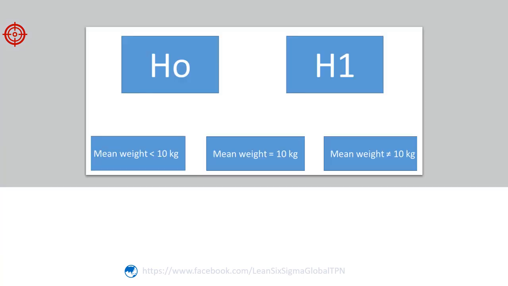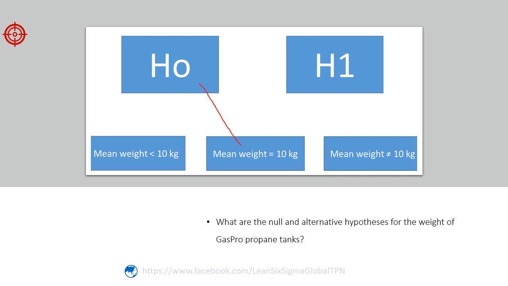For a one sample t-test, your null hypothesis states that the population mean equals the hypothesized mean. The alternative hypothesis states that they are not equal. So what are the null and alternative hypotheses for the weight of Gazprom propane tanks? Okay, so the H0 is mean weight equals 10 kg, and the H1 is mean weight does not equal 10 kg.